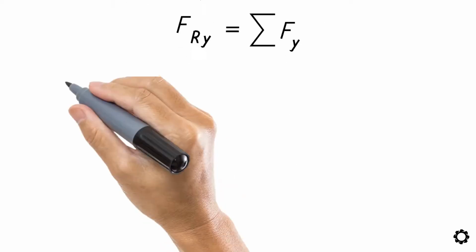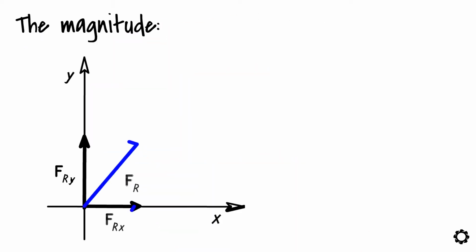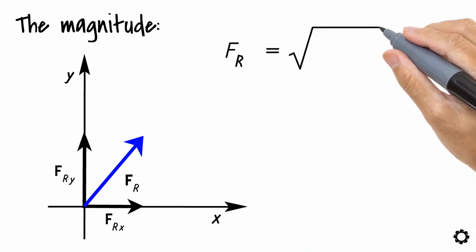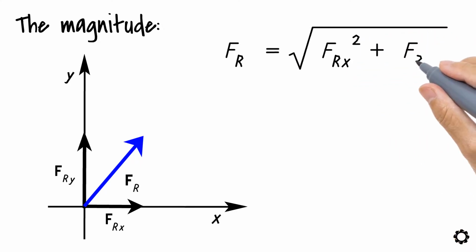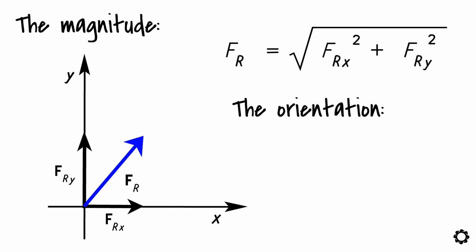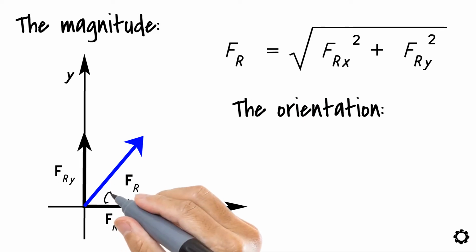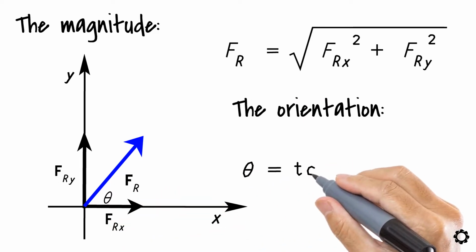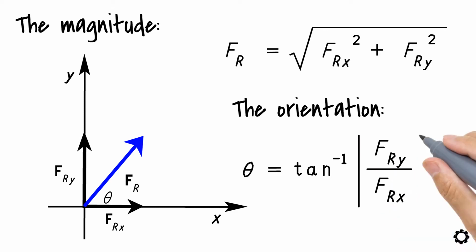To calculate the magnitude of the resultant force vector, we use the Pythagorean theorem, which can be written, as you may already know, Fr equals square root of Frx squared plus Fry squared. We can also determine the orientation of the force by calculating the direction angle theta. Theta equals tan inverse Fry divided by Frx.